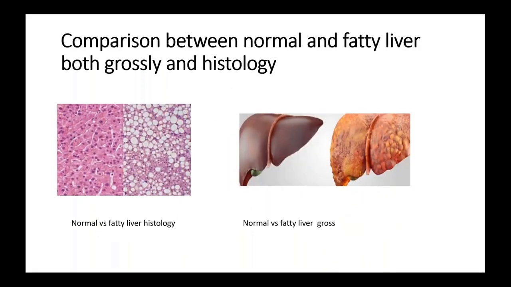So this is normal liver and this is fatty liver. You can actually get this image, histology, in the exam. Not the gross one, but this one. So these are the fatty changes in the liver, fat cells.